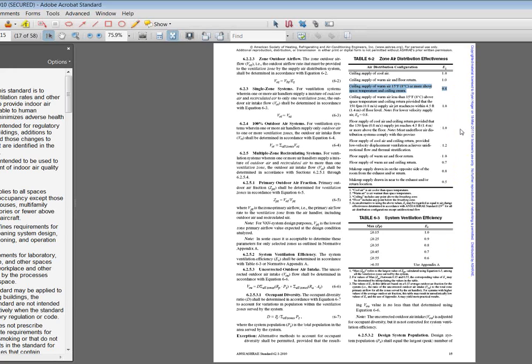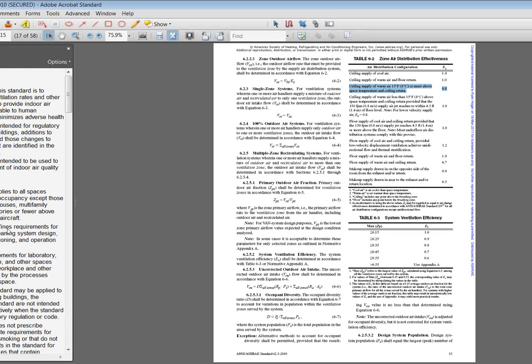Ceiling supply of warm air 15 degrees or more above space temperature and ceiling return. So if you have a supply system where supplies are on the ceiling and returns are on the ceiling, you are going to get a penalty for being more than 15 degrees above the space temperature. The penalty is you have to use a 0.8 for your ventilation effectiveness, which means you have to basically take a 25% penalty to make that back up. So hopefully that clarifies what you're saying.